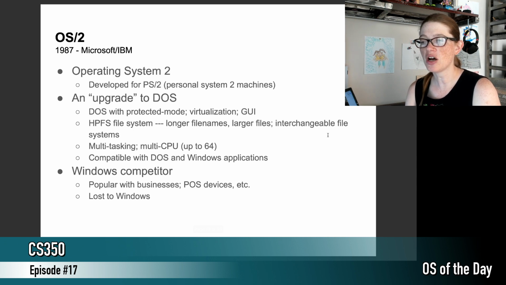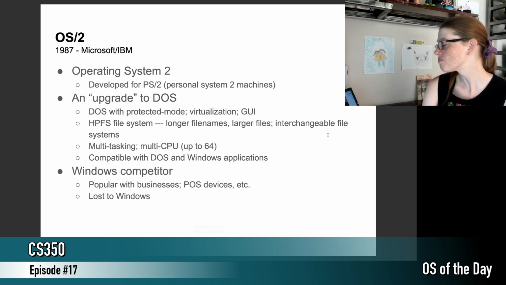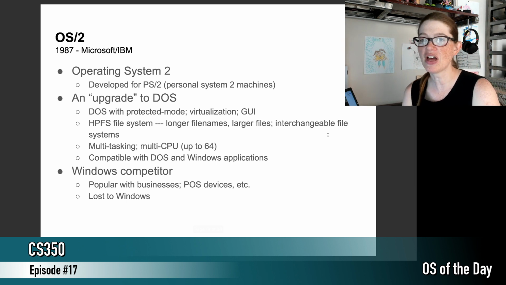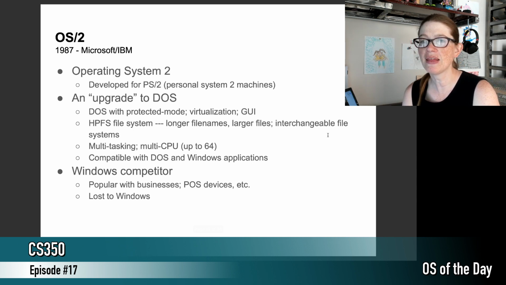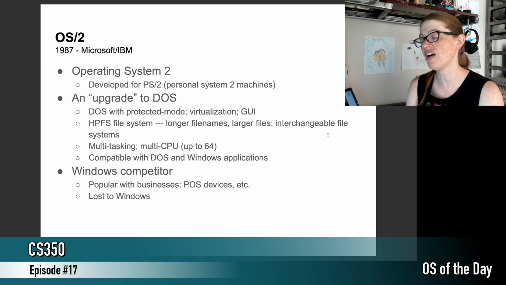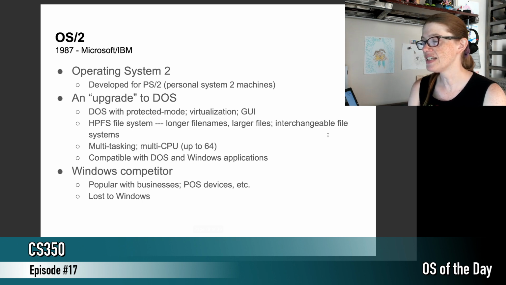So they wanted DOS with a protected mode, proper protected mode, and they wanted to have virtualization, not just of memory, but of resources as well. And they also wanted to have a desktop GUI so that you didn't have to remember a bunch of random DOS commands to do anything. They wanted a better file system because the file system that's supported by DOS was very limited in the length of file names and the size of files that it could support. So they introduced their own called HPFS.